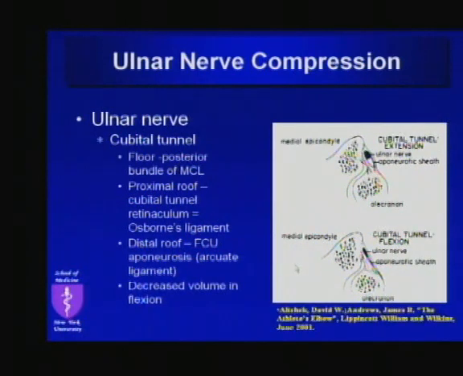Of note, there is decreased volume in the cubital tunnel in a position of flexion. Why is that? Because when you flex, you make the roof taut and you buckle the floor of the cubital tunnel. So there's decreased volume there. That's why if any of you have had friends, and I've had several who have ulnar nerve symptoms, what they'll try first in conservative treatment is to splint them temporarily in an extended position and see if it resolves.